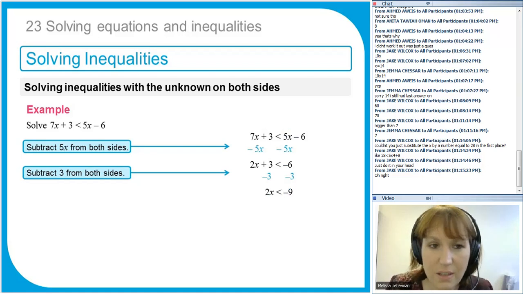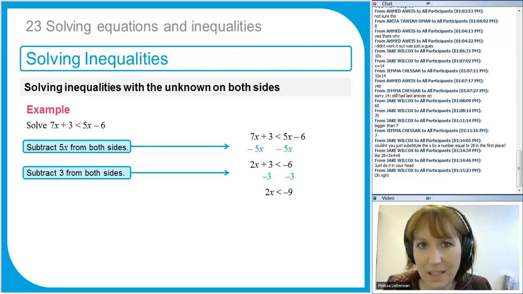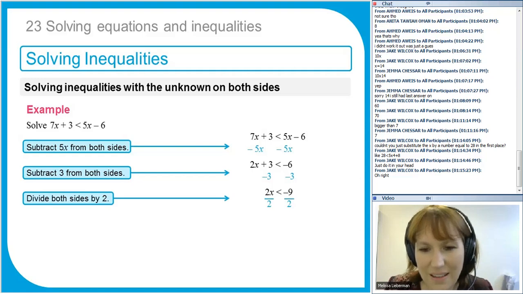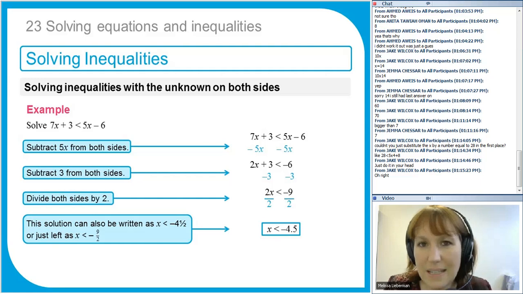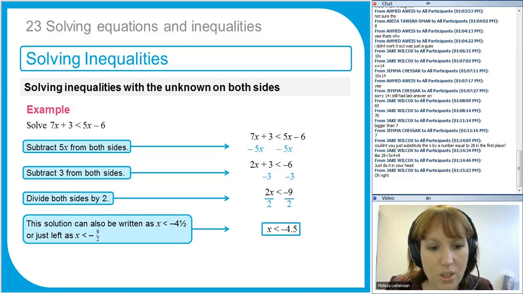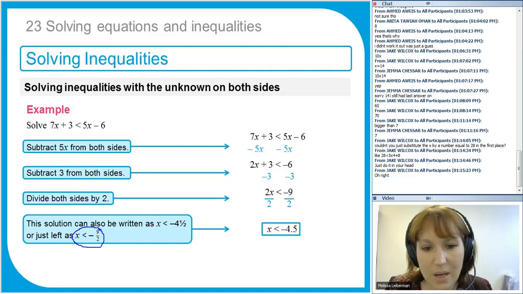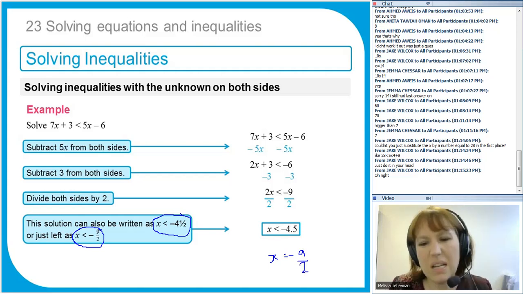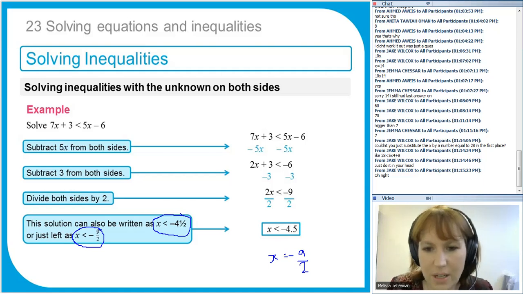Don't let it worry you that it's a fraction. If 9 is not exactly divisible by 2, just leave it as 9 over 2. In some ways it's even easier because I don't even need to work anything out, just write it like that. If you want to write it as minus 4.5 you can, or just leave it as x equals minus 9 over 2. It doesn't really matter whether the minus sign is in front or next to the 9.